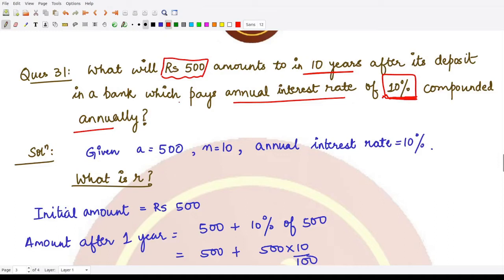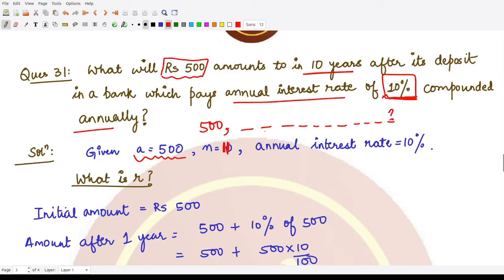Okay, so here, what will rupees 500 be? The initial value A is given to be 500, and N is given to be 11. Actually it is not 10, it is 11. Why? Because in the initial year 500 has been deposited. Then after 10 years hence, what would be this value?